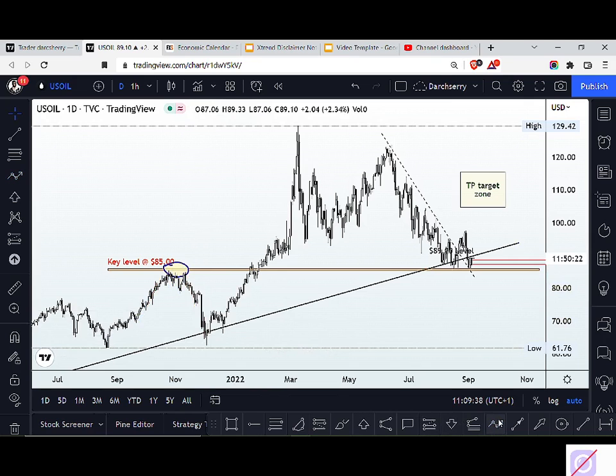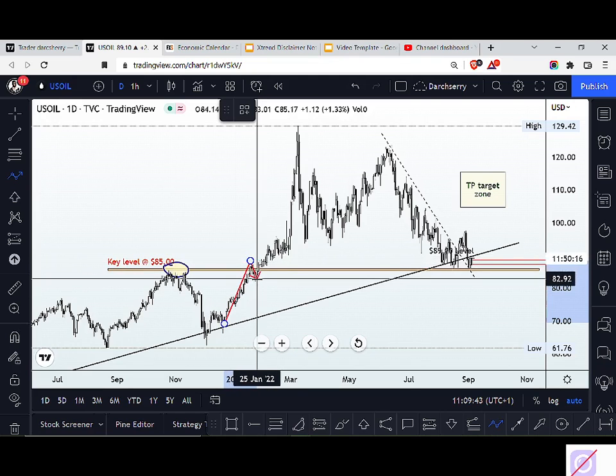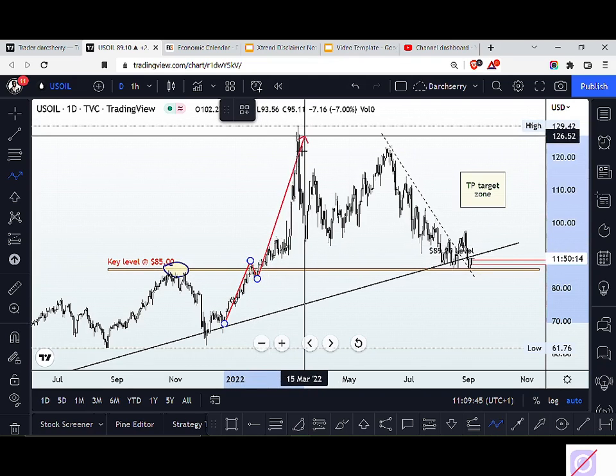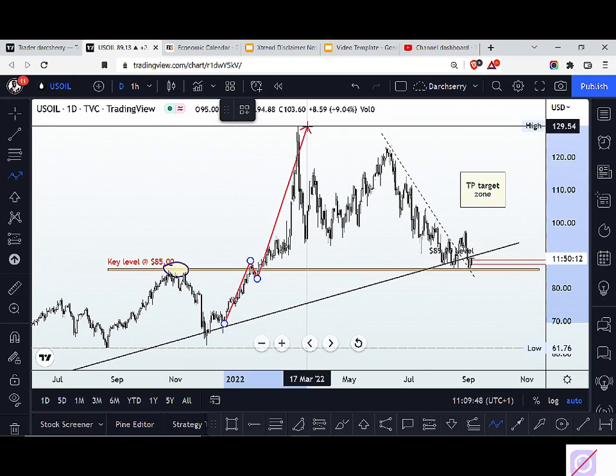Now, that same level was broken sometime in the month of January this year. We saw a breakout retest of that level that took price to as far as the $129.50 area.